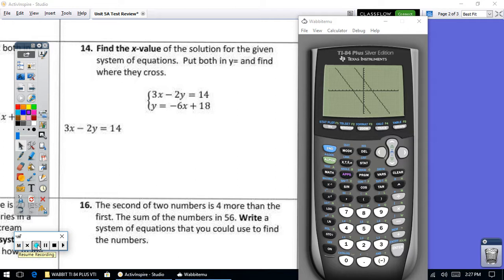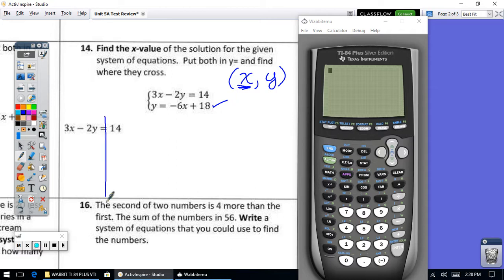14, find the x values. So that means we need to figure out where they cross. We'll get a coordinate, and then we need to know what is the x value of that solution. Looks like one of these guys is already in y equals. We're good to go with that. However, this one is not.